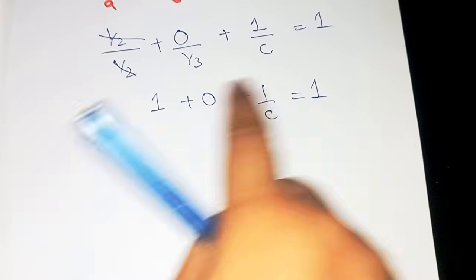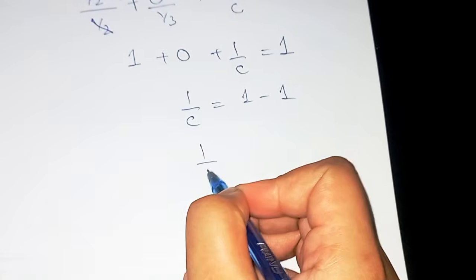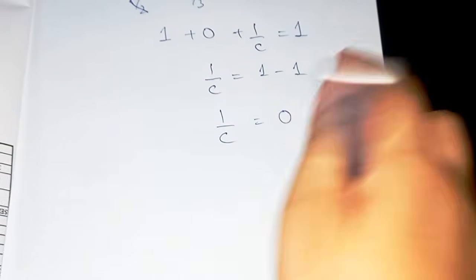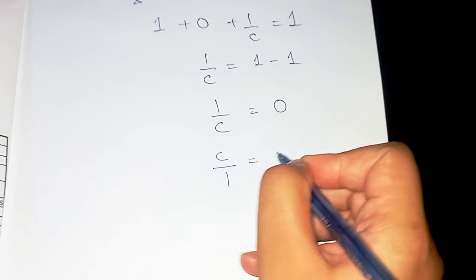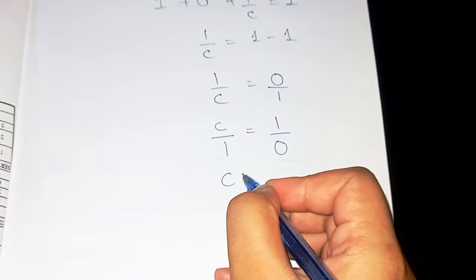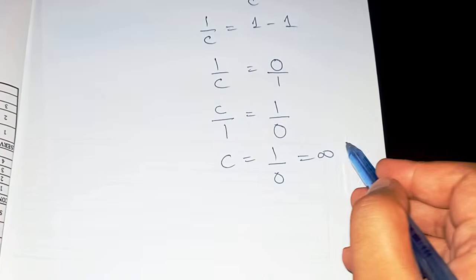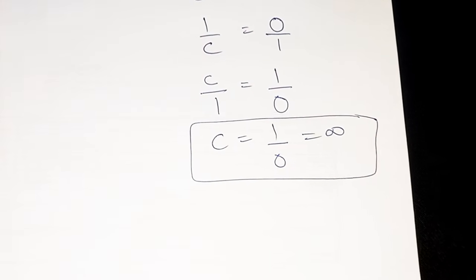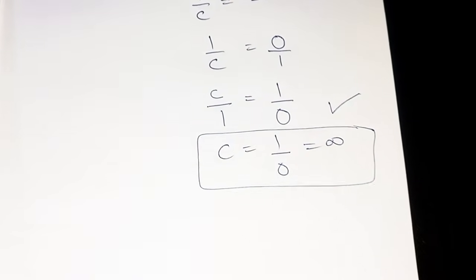Now we can take this one to the other side. So it's going to be 1 over c equals 1 minus 1. 1 over c is equal to 0. So we'll take the reciprocal. So it's going to be c by 1 equals 1 over 0. Okay, so c is equal to 1 over 0, that is equal to infinity. 1 over 0 is infinity. So we can see here that the z-intercept came out to be infinity. That is something that we predicted in the first place as well, but now we are confirmed that we were correct.